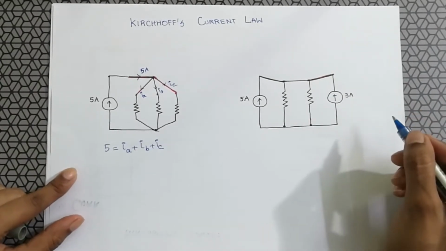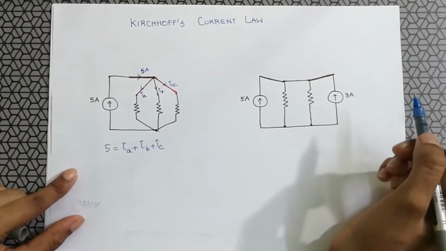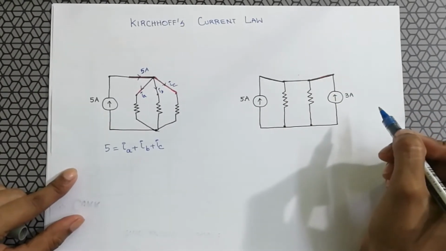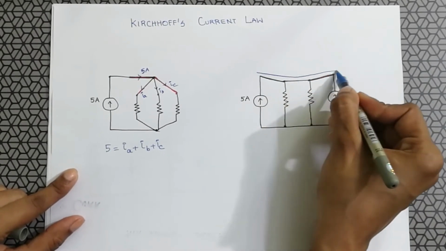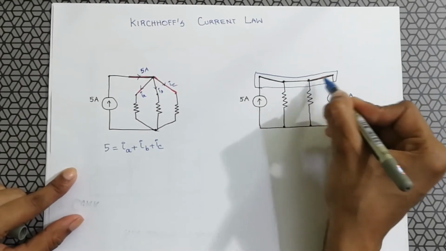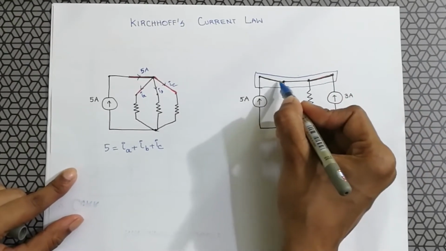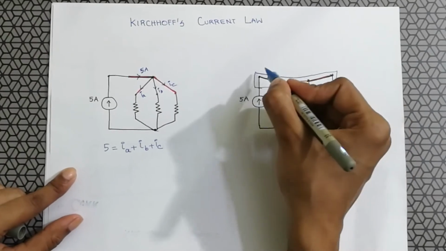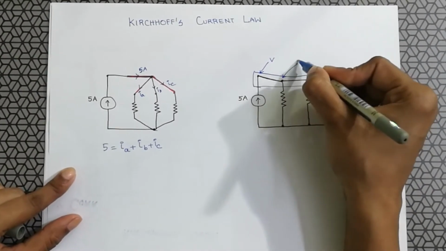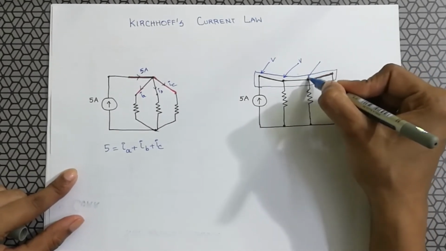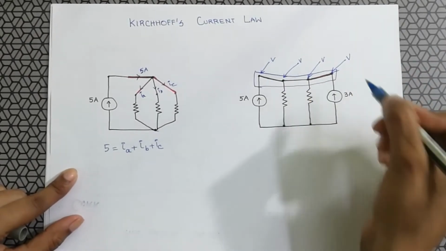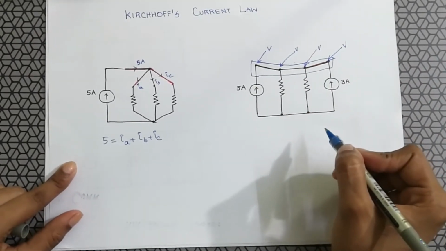Say for example, in this network we have 2 incoming sources. 5 ampere is incoming, and 3 ampere is also incoming. This entire thing is one strip of a node, because even though we can say there are 4 different points here, there is nothing connected in between them. The potential that is here will be the potential that is here. The same potential will be here, and the same potential will be here. So all of this can be combined into a single node.